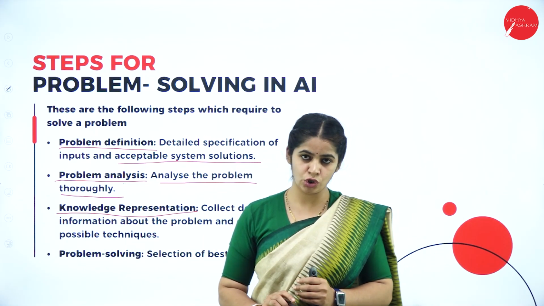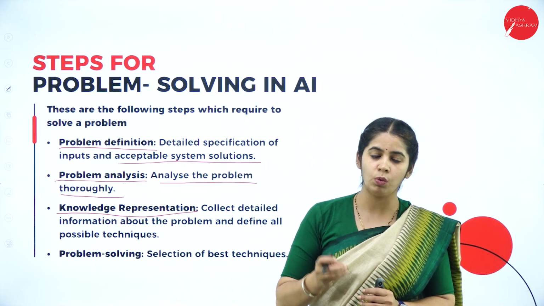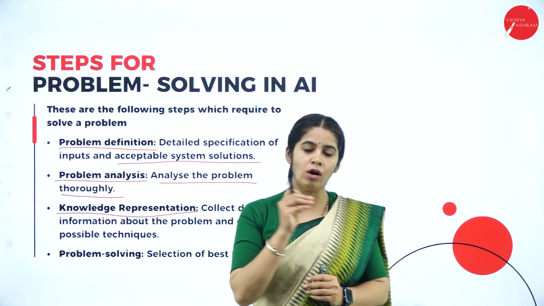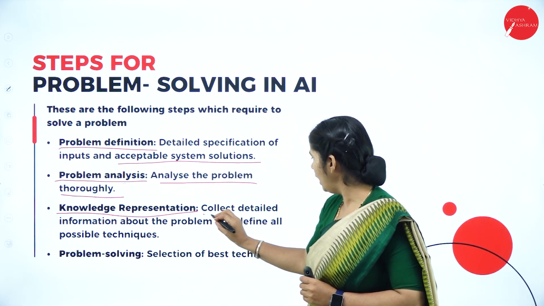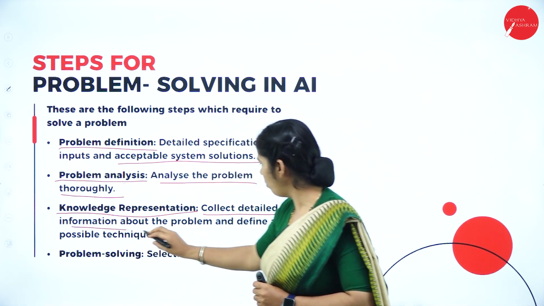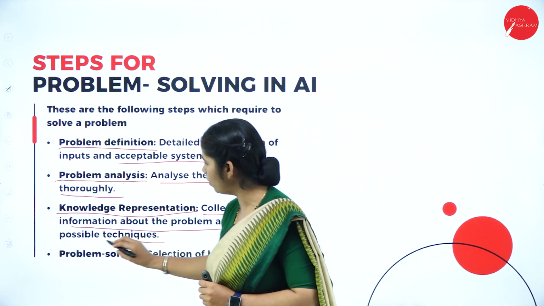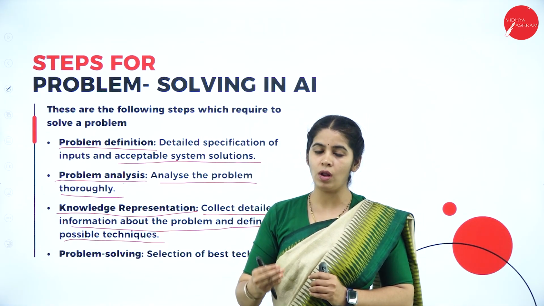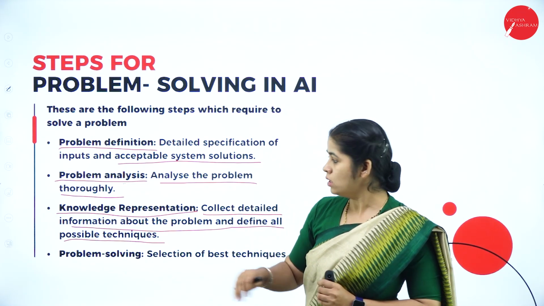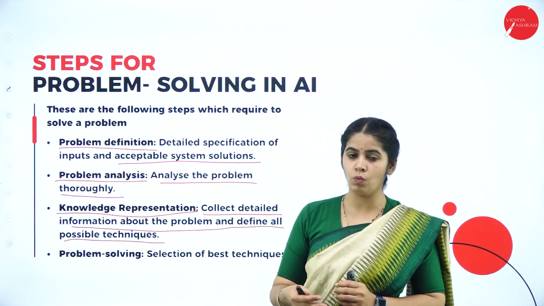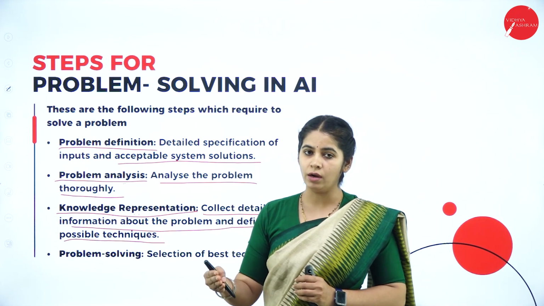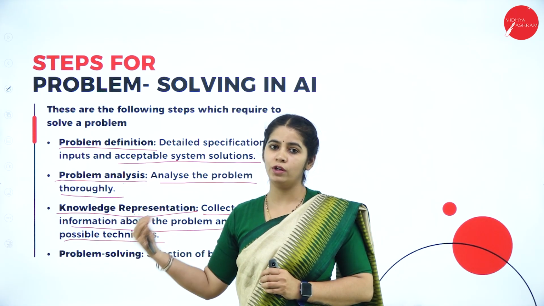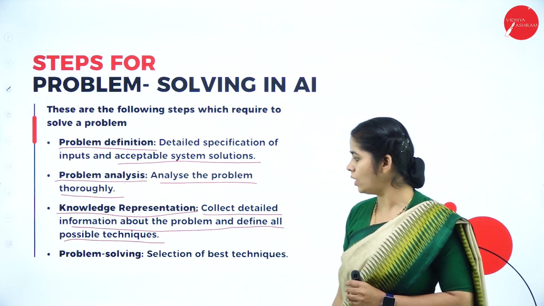Knowledge representation. You should have prior knowledge. Whatever knowledge you have, you should be able to make use of it in solving the problem. Collect detailed information about the problem and define all the possible techniques, depending on the prior knowledge the agent has. That is called knowledge representation. What would be the outcome of step 1? If the outcome of step 1 is this, can I give that as an input for step 2? That all comes under knowledge representation.